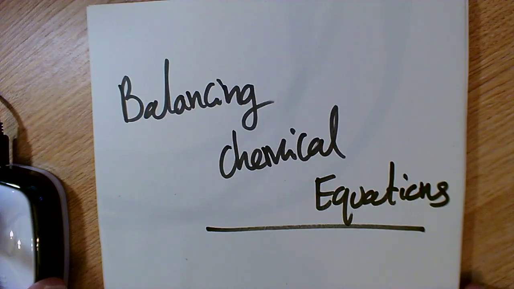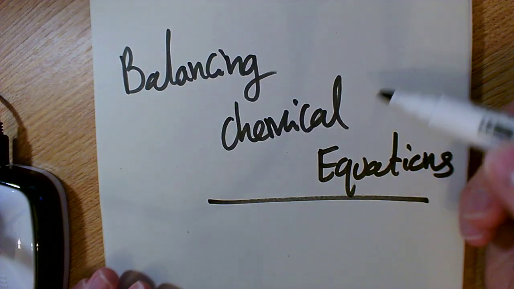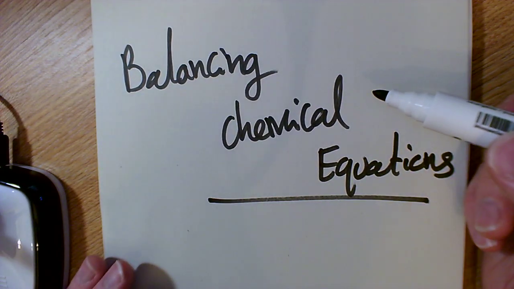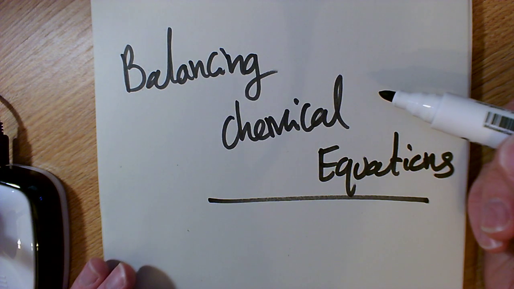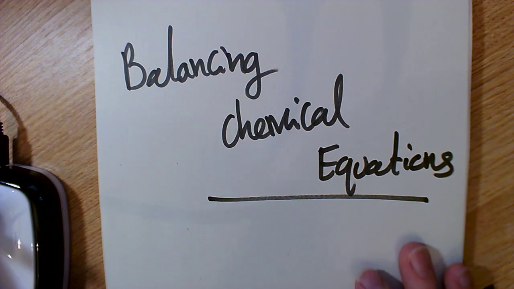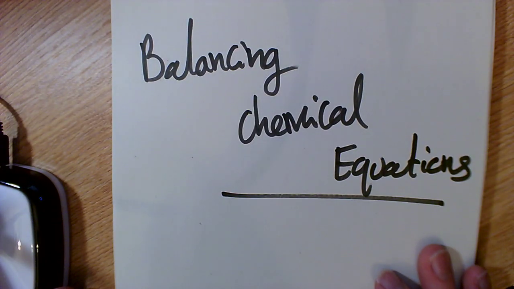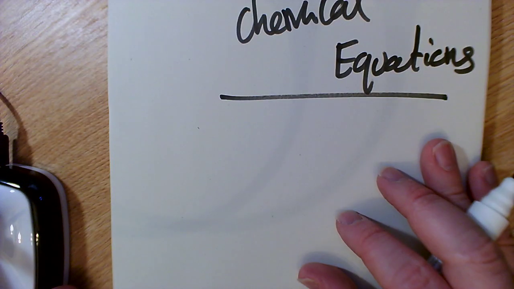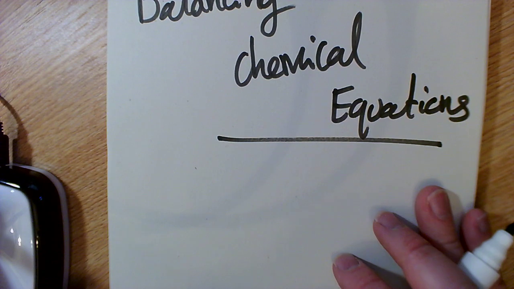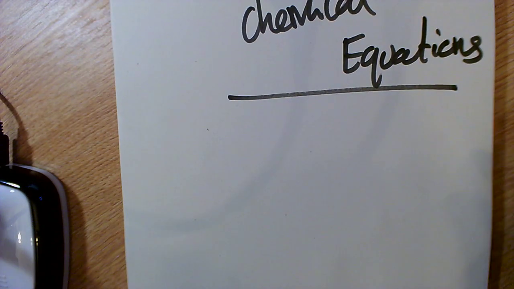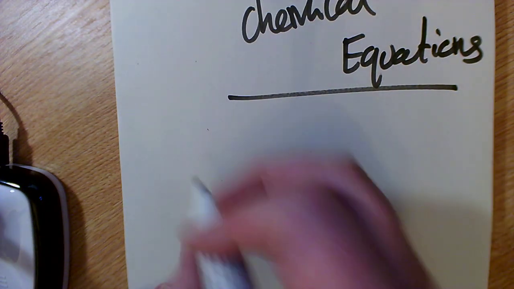Okay guys, today we're going to look at how you can effectively balance a chemical equation. To start off with, I'm just going to very quickly describe what a chemical equation is. Chemical equations are what chemists use in order to display a chemical reaction.